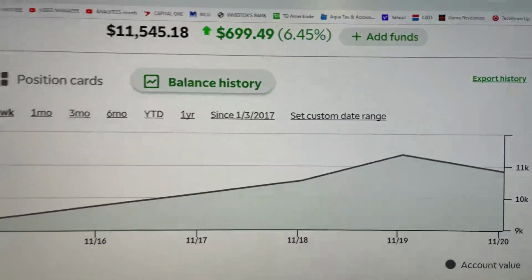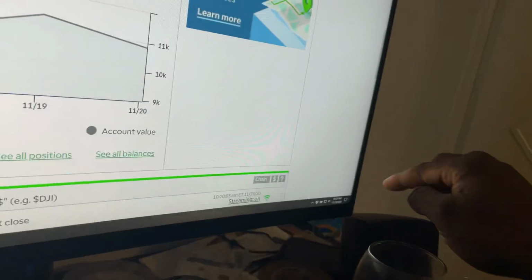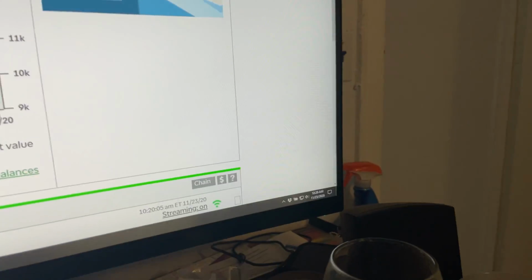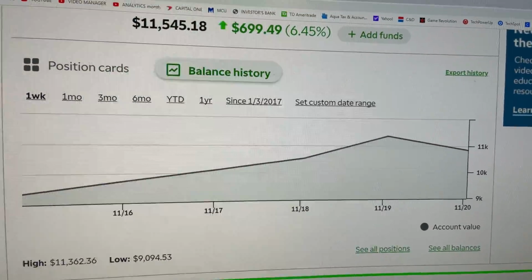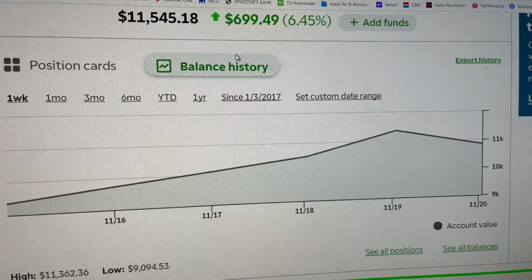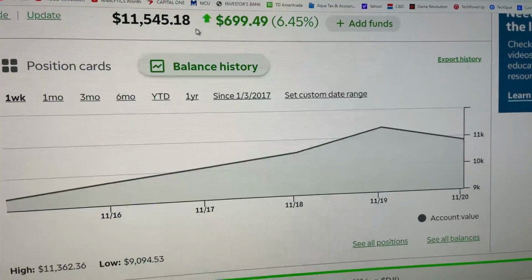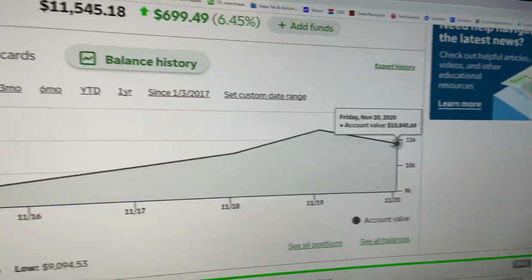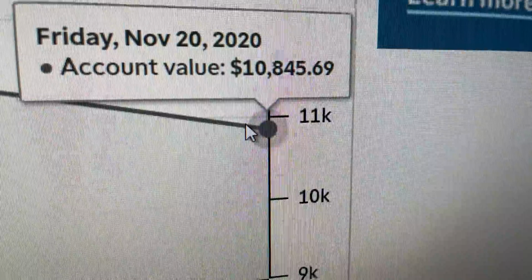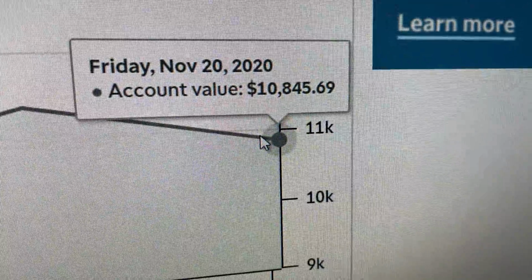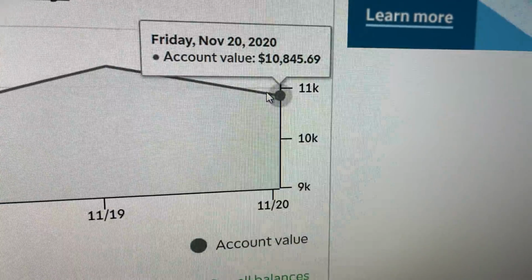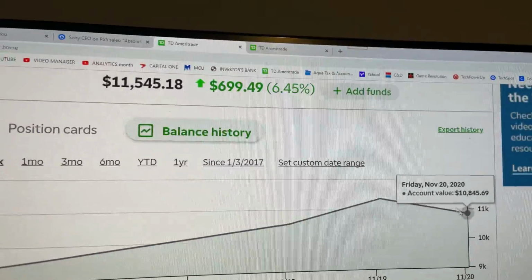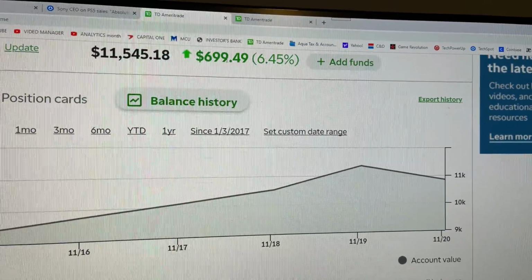Okay, so as you can see, right now it is 11/23/2020. As soon as I woke up, the stock market went up. Friday is when it ended. I was at $10,845 on Friday, November 20th. That was this past Friday. So today is 11/23, and when I woke up this morning, I had gained $700, or $699.49.